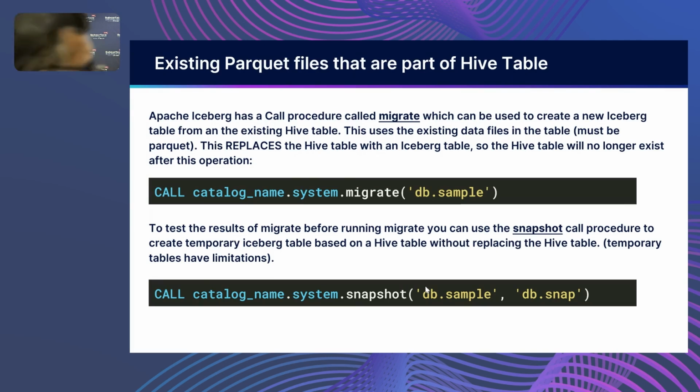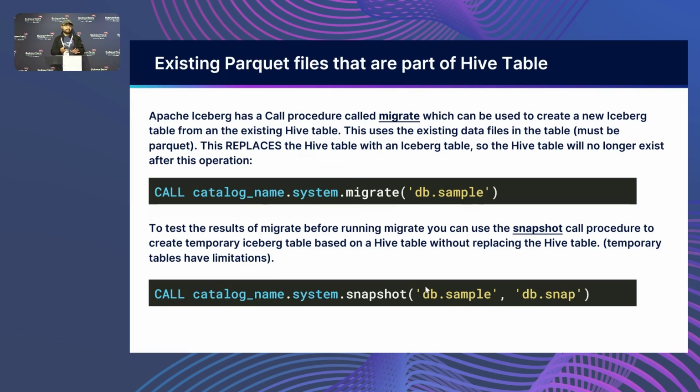That'll create a read-only version without destroying the Hive table. So that way you can see if the output is right. Like, hey, this is actually what I expected. And then if it all looks good, then you go back and run the migrate command. Okay, that way you can test it out before you make that leap. You don't accidentally destroy your Hive table and realize, oh, this didn't work out the way I expected. That would be bad. Okay, so that would be the way for a Hive table.